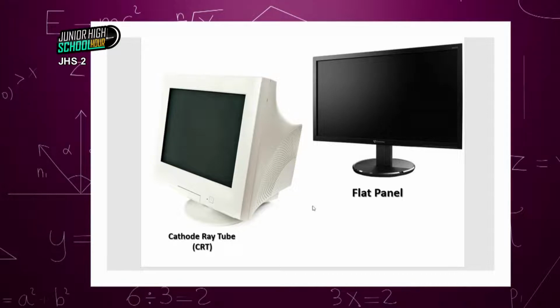Where LCD is called what? Liquid crystal display. And we have an LED, which is what? Light emitting diode. This one also uses light to display its content. Then we have the OLEDs, which are organic light emitting diodes. So these are all types of flat screens, or flat panels, that we can have.